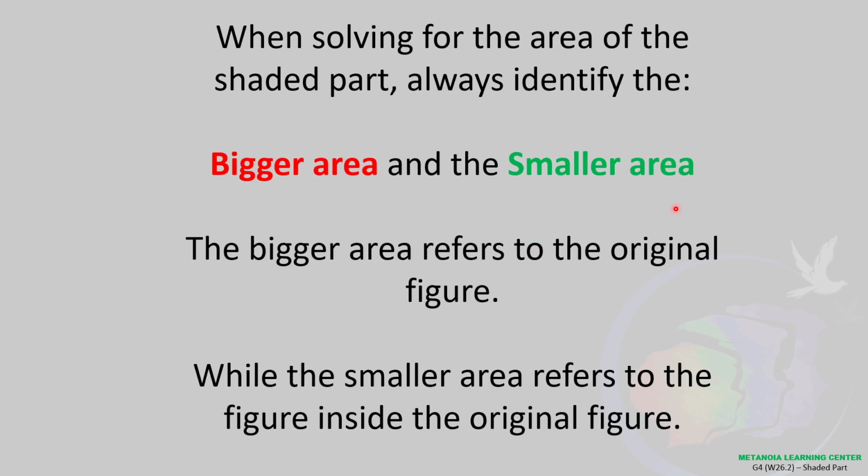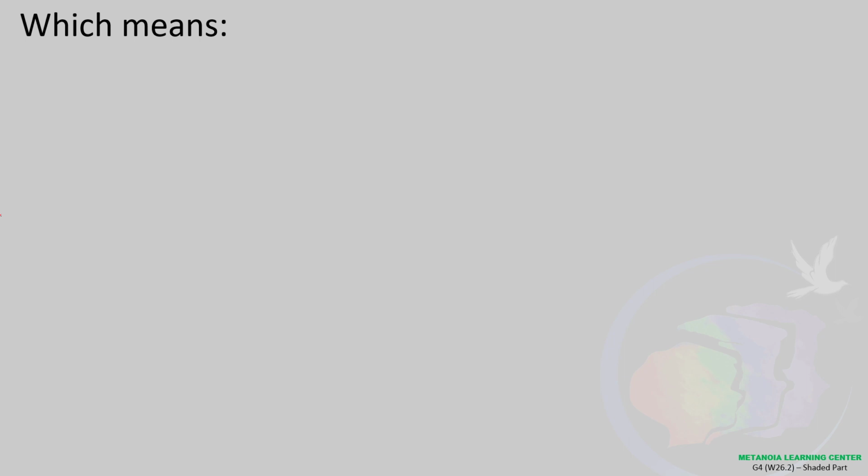When solving for the area of the shaded part, always identify first the bigger area and of course the smaller area. Okay. The bigger area actually refers to the original figure that is already there, while the smaller area refers to the figure inside or drawn on the original figure. This actually works for any shape. But since we are just doing the basics, you will most likely be working with rectangles, squares, and triangles.